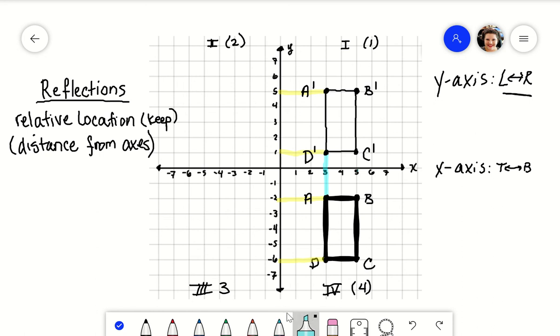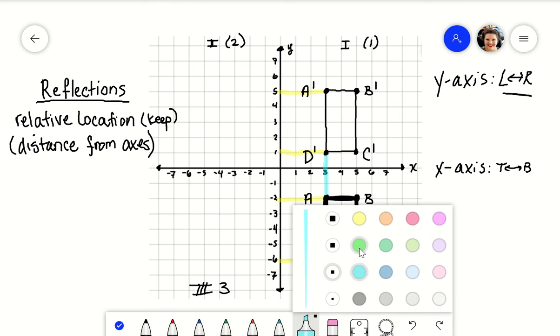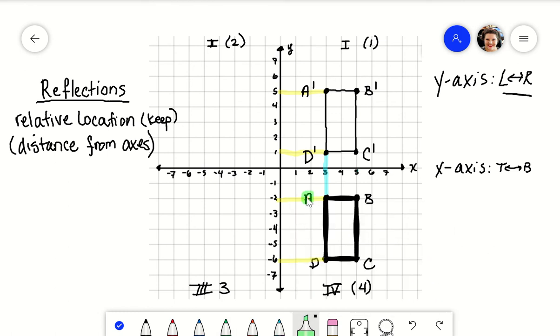Now, I also want to look at the relative location of the points. A is in the top left. A prime is still in the top left. Well, this has been reflected over the x-axis, and that tells me that the points in my shape need to switch top and bottom. If they started in the top, they're going to end in the bottom, and vice versa. Well, A is starting on the top and ending on the top. So this is not a reflection.